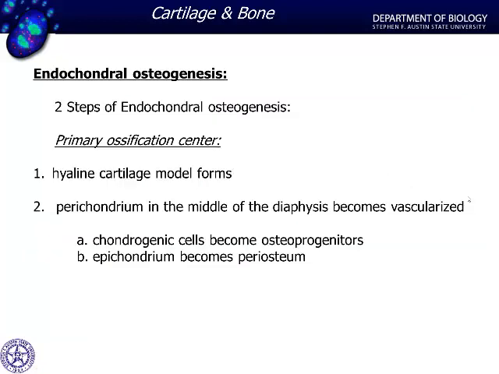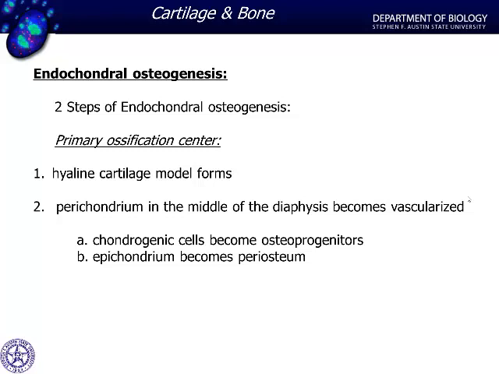Now, endochondral osteogenesis, this is going to be different. We have essentially two steps that we're going to go through. We're going to have a primary ossification center. Now, this is going to be that primary bone. We start out with hyaline cartilage. We're going to calcify that cartilage. Then we're going to remove it and place brand new secondary bone. So we'll have a secondary ossification center as well as we lay down that secondary bone.